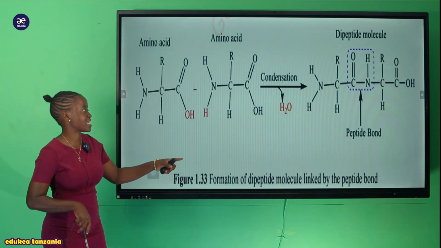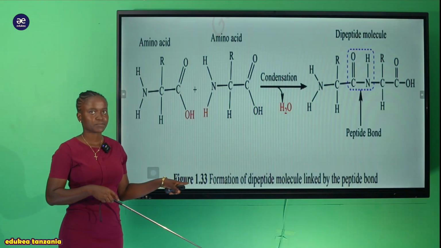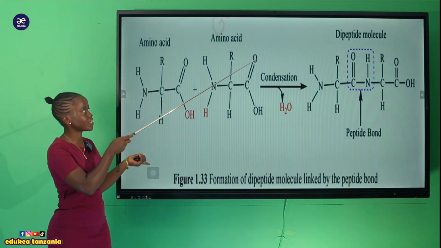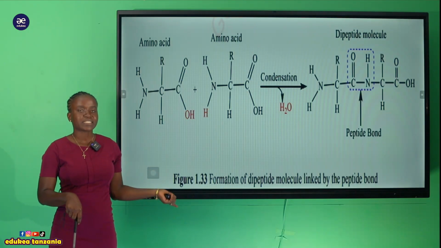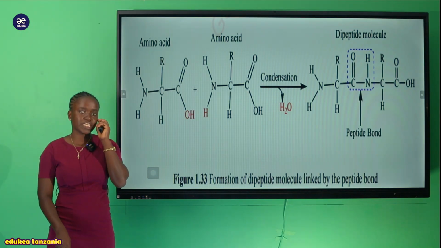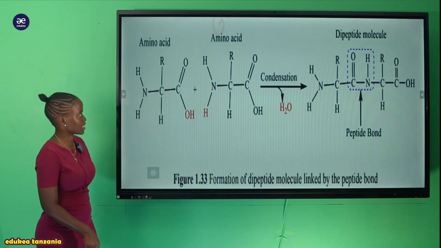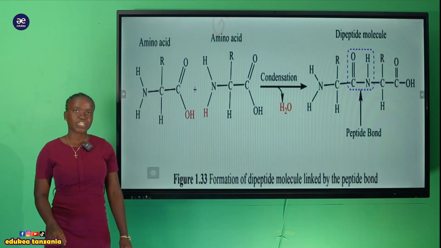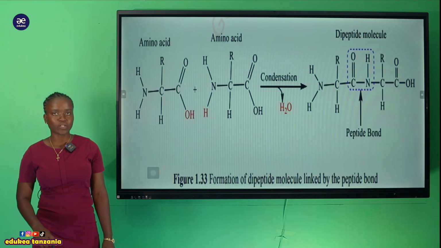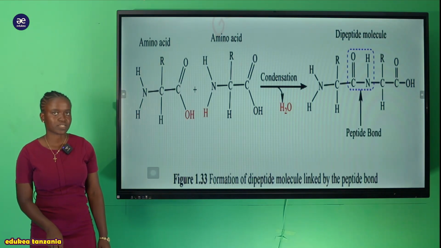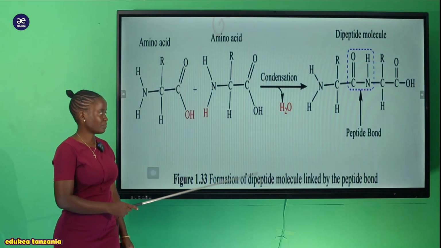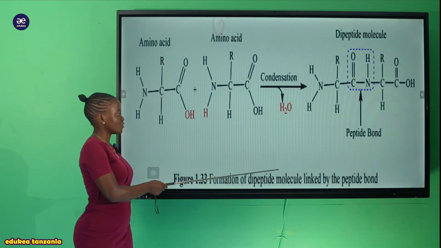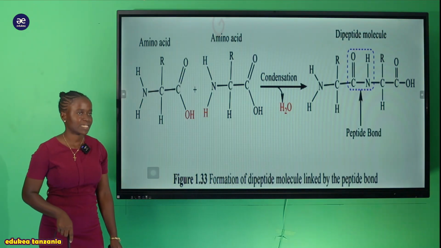So that one is the peptide bond, which is found within the dipeptide molecule that is formed after the condensation reaction. I hope now it is clear. But don't forget the bond which is formed after the condensation reaction of two amino acids. It tends to form the peptide bond. So now you can see this is the formation of a dipeptide molecule linked by the peptide bond.